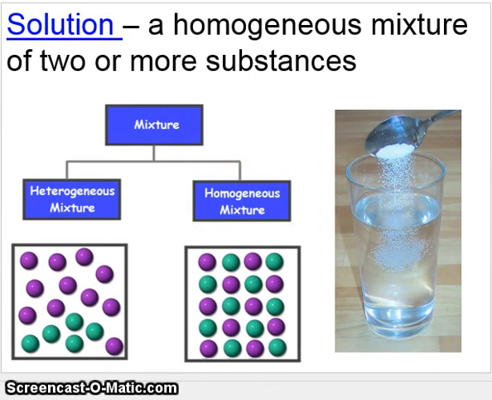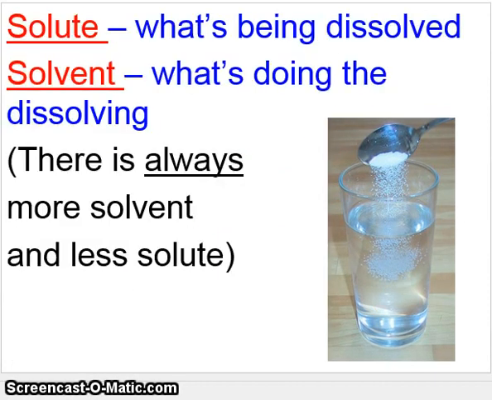Now, a solution has two parts. The first part of a solution is the solute. This is what's being dissolved, and the solvent is what's doing the dissolving. So in the case of sugar and water, the sugar would be the solute because it is what's being dissolved. The water then is the solvent, what's doing the dissolving.